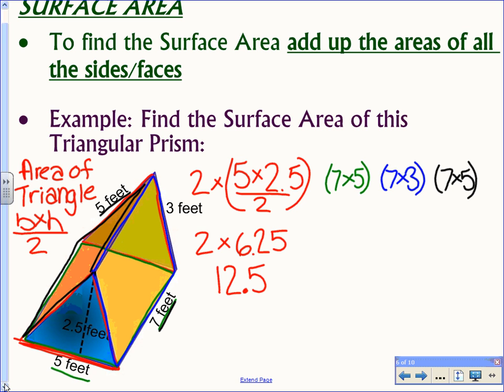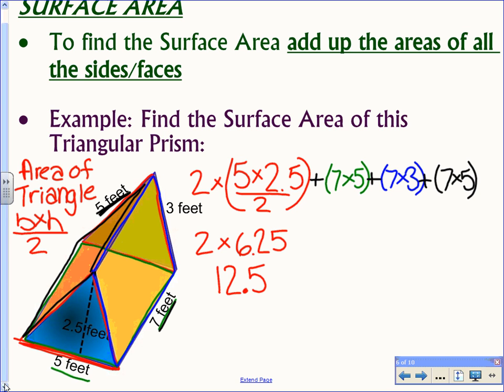Now, in this case, it worked out that the height, or the width of this rectangle was 5 feet, and the width of the bottom rectangle was 5 feet. Sometimes those will be different measurements. So now I have all my different areas, and I'm going to add them up.